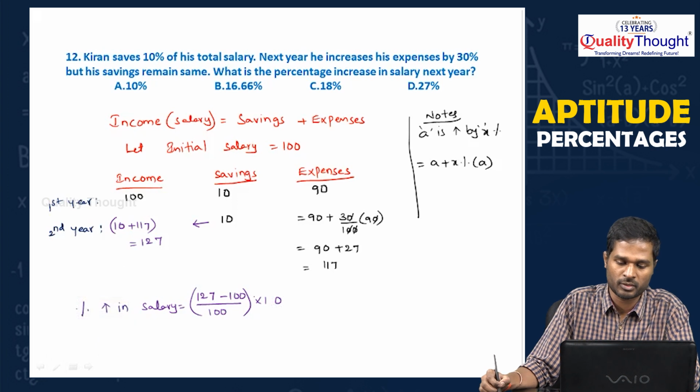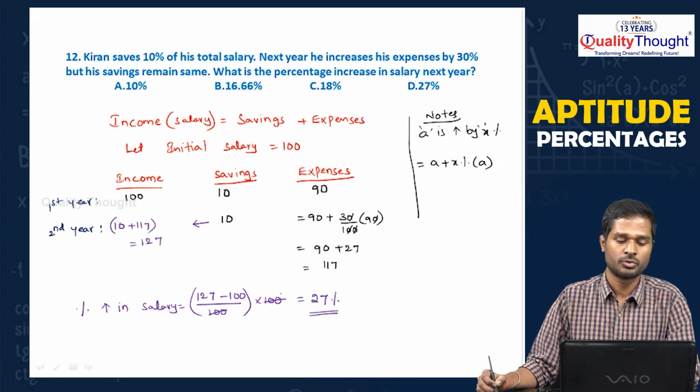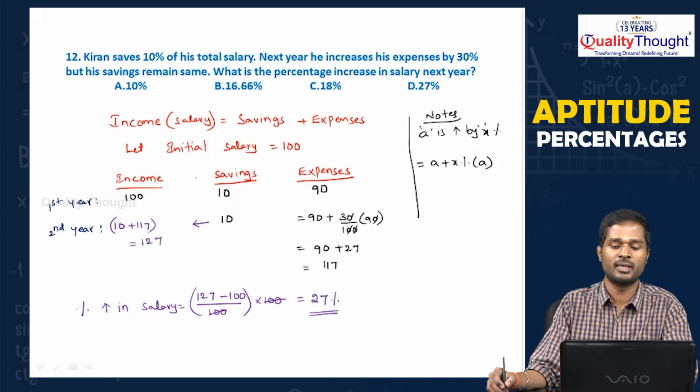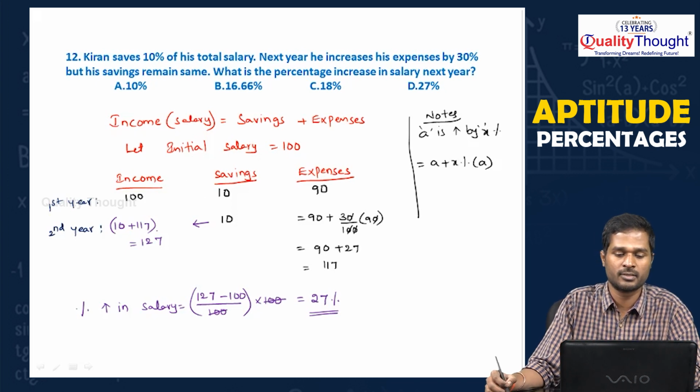So here I want to convert this into percentage, so multiply with 100, so it is cancelled. So 127 minus 100, that is 27%. So this is the salary that is increased. As his salary is increased by 27%, he increased his expenses by 30% in the next year. See here, we'll see it again.